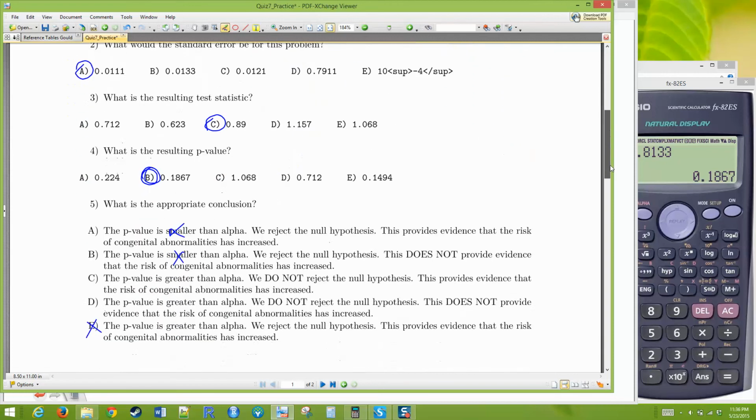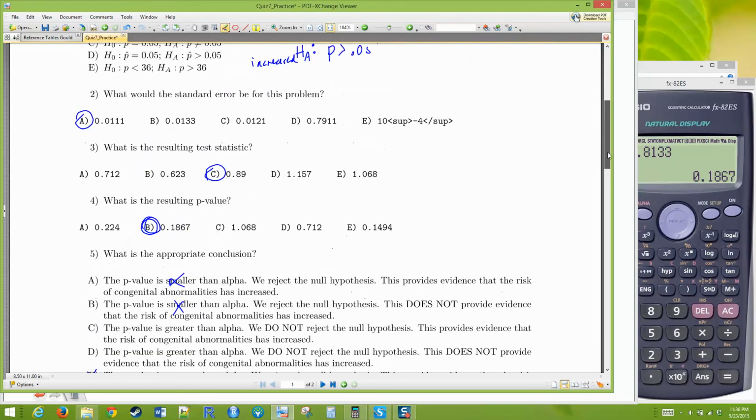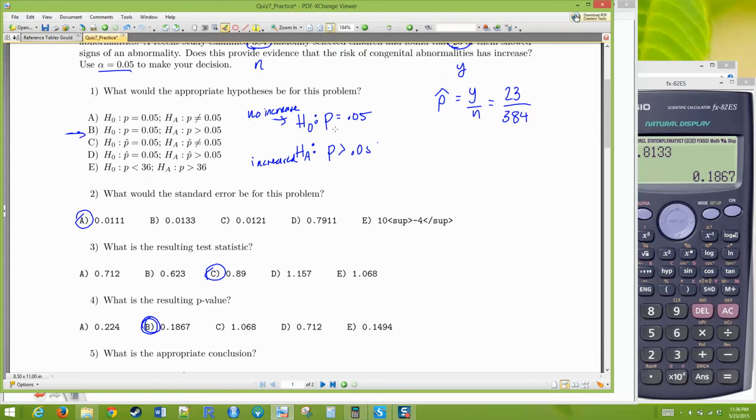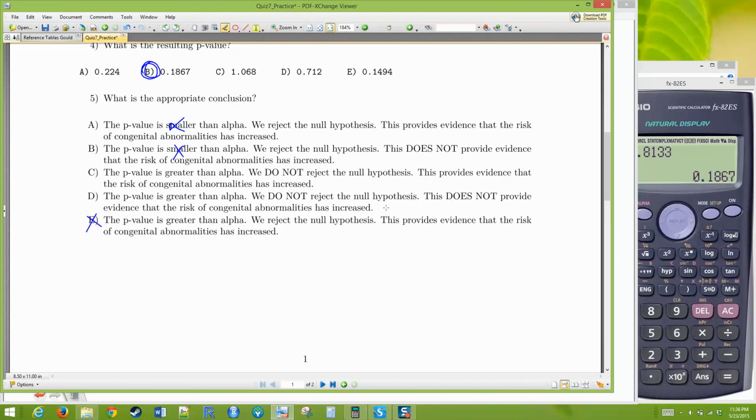So when we look at our answer choices, we did not reject the null. So we didn't reject the idea that there was no increase. Okay, so let me state that again. We did not reject the idea that there was no increase. So it doesn't prove that there's no increase, but it means that we don't have evidence to say that there has been an increase. Okay, we don't have evidence to reject this. So our conclusion is going to be answer choice D. This does not provide evidence that the risk of congenital abnormalities has increased.